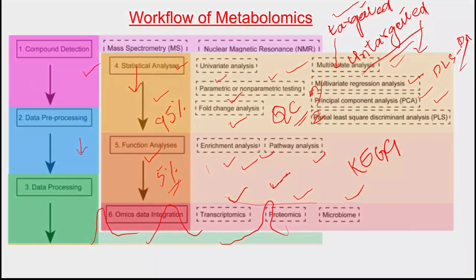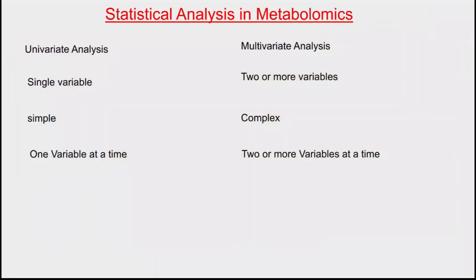So here was the general flow of metabolomics, and now we will talk about which statistical analyses are commonly used in metabolomics. As I previously mentioned in the slide, we usually use univariate analysis and multivariate analysis. So what are the differences?